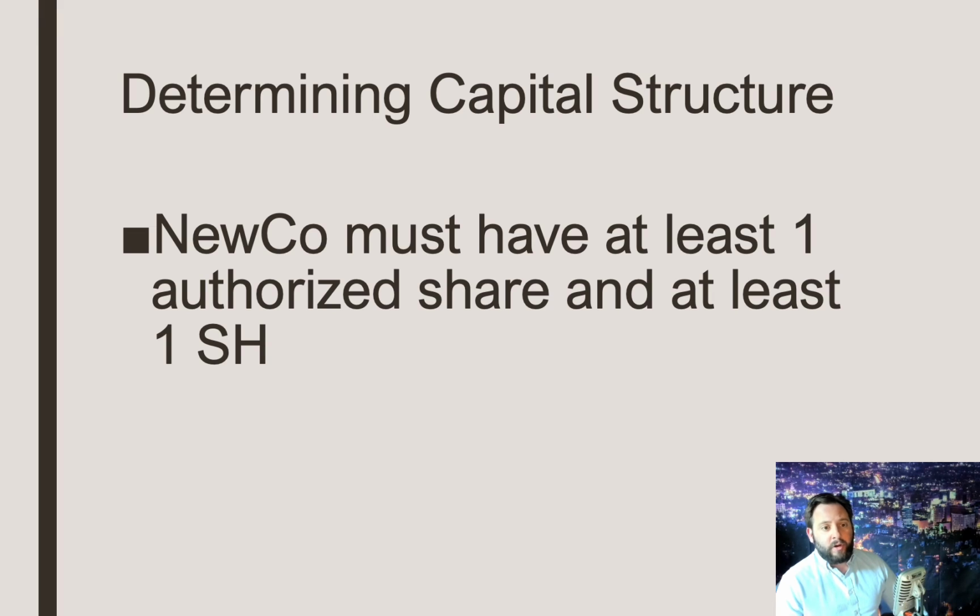At least in Delaware, a new company must have at least one authorized share and at least one shareholder. You cannot have a zero shareholder corporation. And as a result, you must authorize and issue a share of stock along with the inception of the company. You must have a shareholder, so you must issue some stock. So we're going to look at a stock purchase agreement, and that is one way to issue that stock.